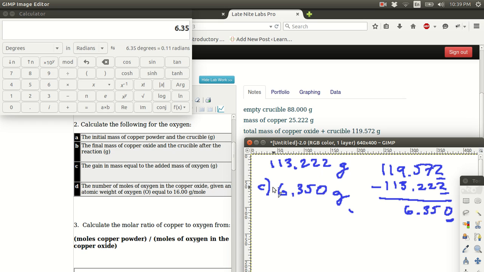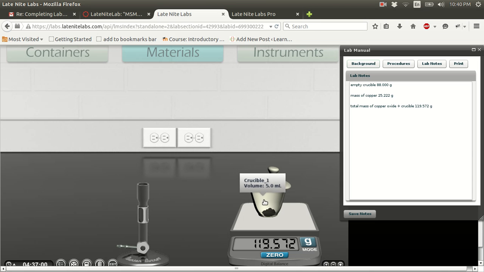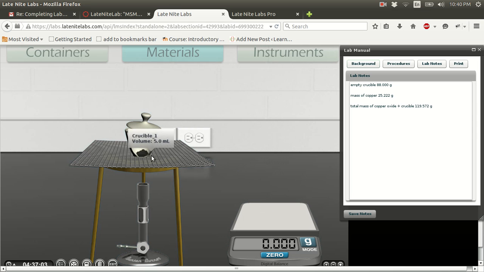All right, now part D, the number of moles of oxygen in copper oxide given an atomic weight. Okay, so now we do the same calculation as before, but we do this for the oxygen. So this is the mass of oxygen. And try to picture this. Let me go back to late night lab for you. Okay, so here, the crucible with copper in it was on the Bunsen burner. It was brown or orange. And when you turned on the Bunsen burner, you started to heat that up, and then it became black, right? So why did it become black? There was a chemical reaction.